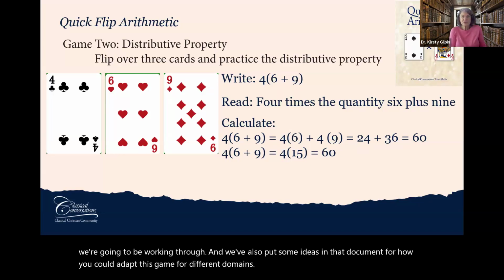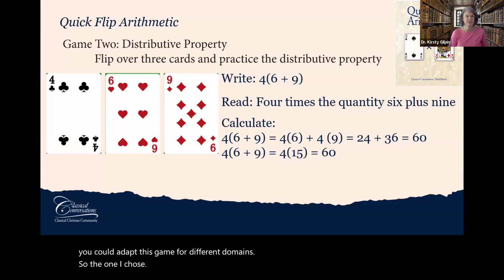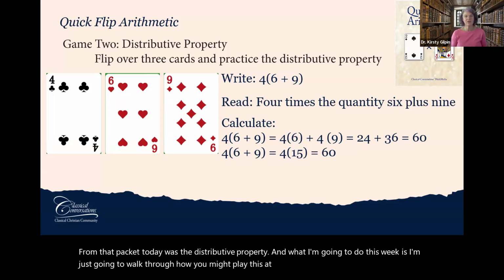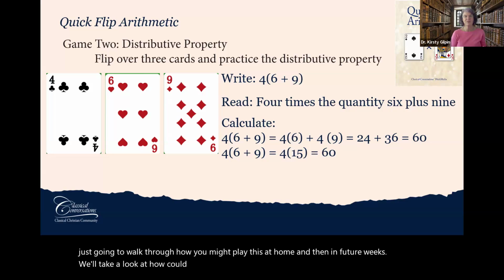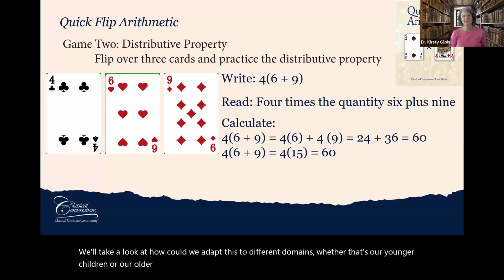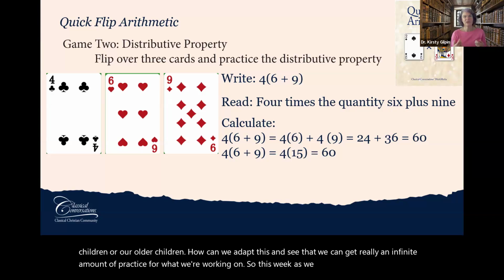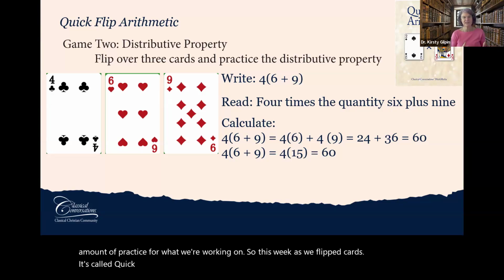And we've also put some ideas in that document for how you could adapt this game for different domains. So the one I chose from that packet today was the distributive property. And what I'm going to do this week is just walk through how you might play this at home. And then in future weeks, we'll take a look at how we could adapt this to different domains, whether that's our younger children or our older children. How can we adapt this and get really an infinite amount of practice for what we're working on? This week, as we flipped cards, it's called Quick Flip Arithmetic because you use a deck of cards and you literally are going to flip cards.